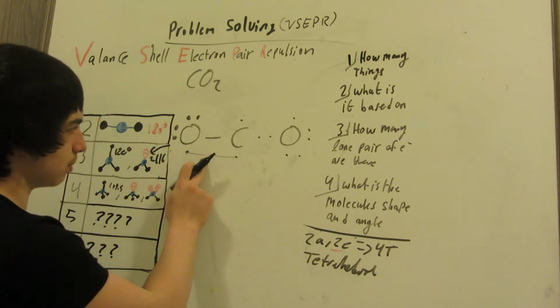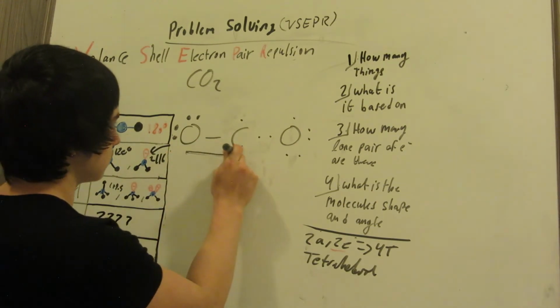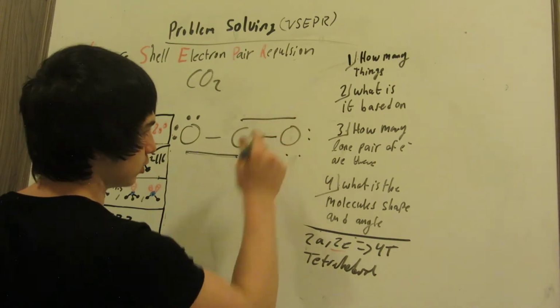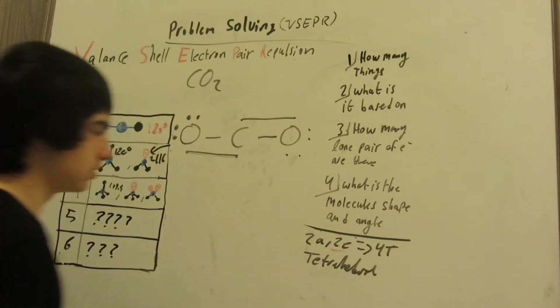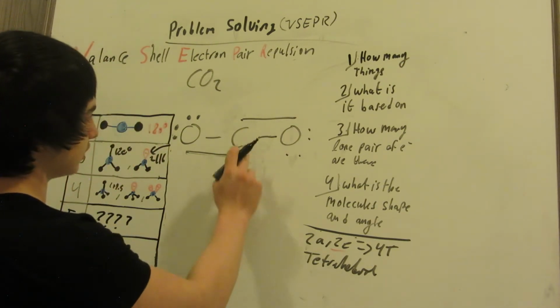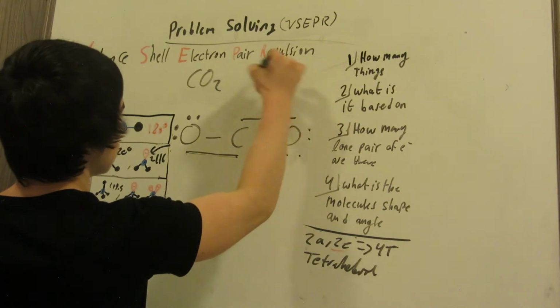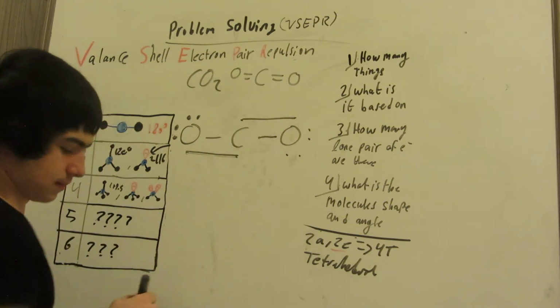So we have a double bond. Next, 1 single, 1 single. That will equal 2, a double bond. So we have a double bond, and it will look something like this: O double bond C double bond O. Just like that.